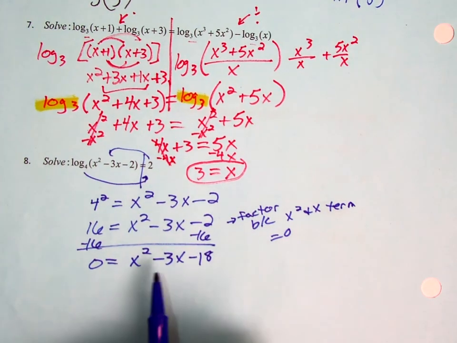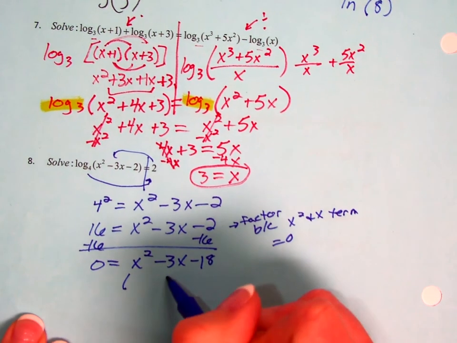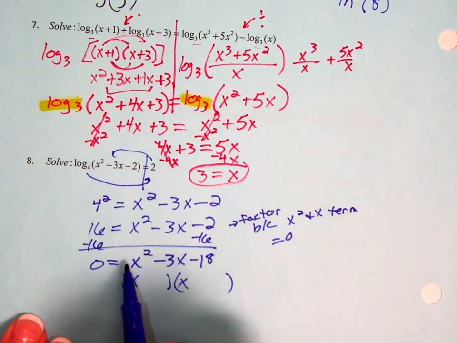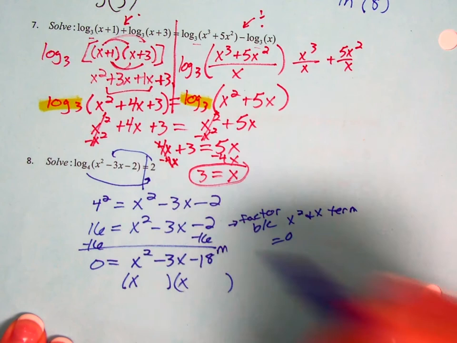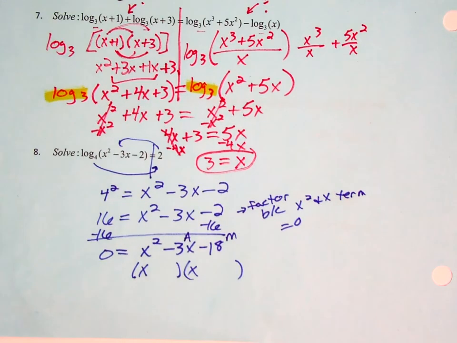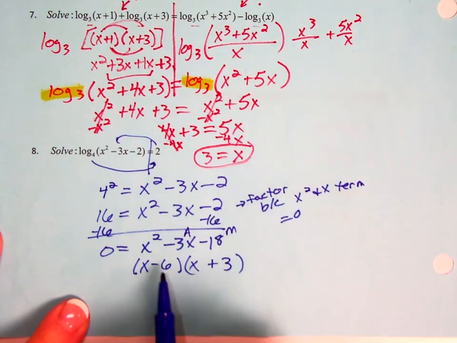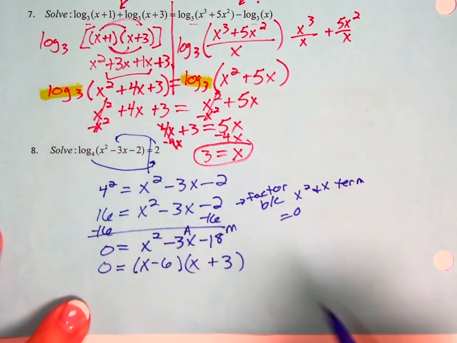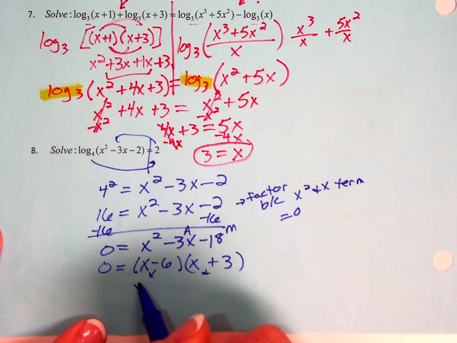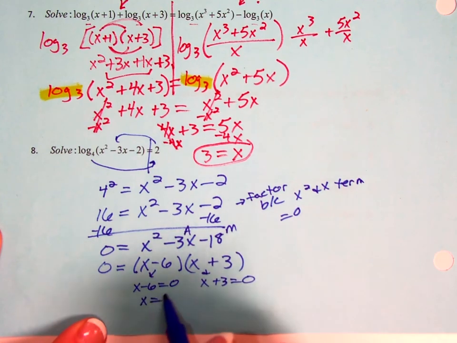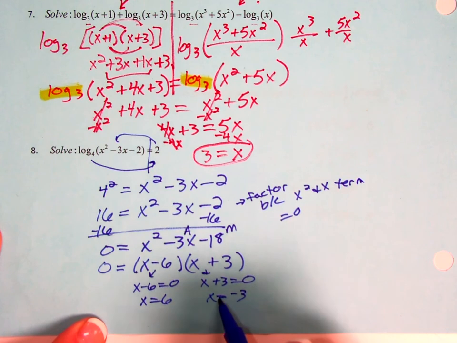And now we need to factor this. Well, we checked for a GCF first, and there is no GCF. So since it's an x squared, we know that x times x would give me x squared, and because the first term is 1, I can just think about what multiplies to give me negative 18 and also adds to give me negative 3. Well, negative 6 times positive 3 would be negative 18, and they would add to negative 3. So now I can just set each piece equal to 0 to solve. So x equals 6, x equals negative 3.